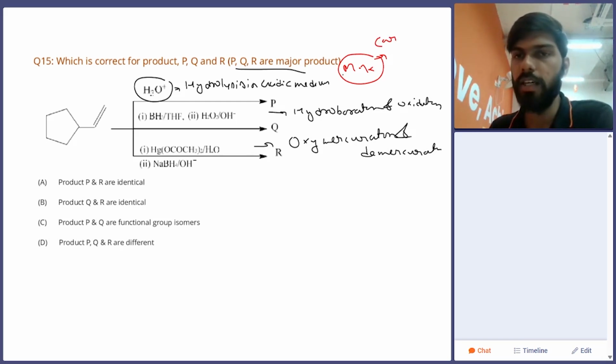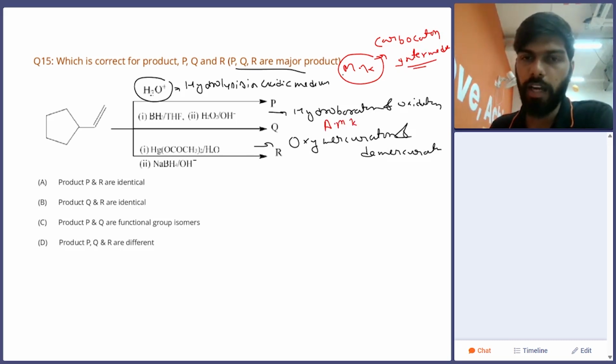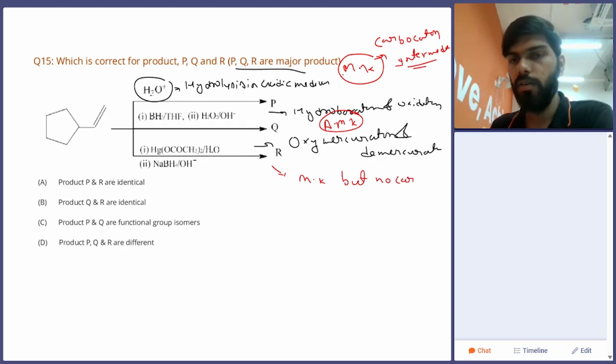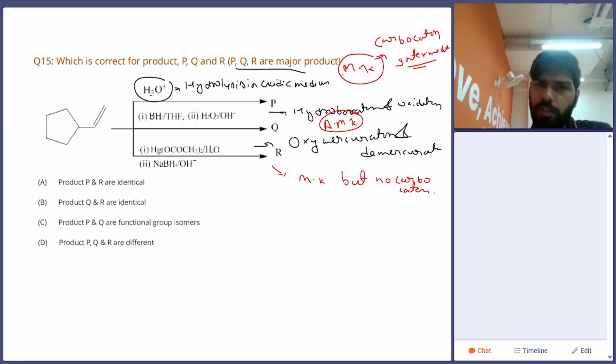Markovnikov rule, and there is also a carbocation intermediate, so rearrangement can also occur. Here B follows anti-Markovnikov rule, and the last one also follows Markovnikov rule, but with no carbocation. If there is no carbocation, no rearrangement will form a product. So H2O, H plus and OH minus. The first one is H2O in acidic medium.